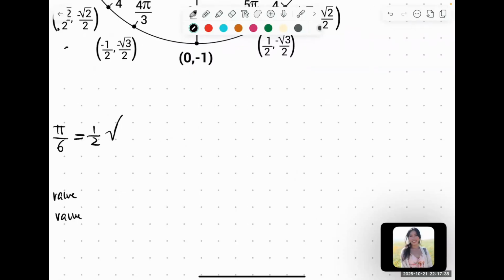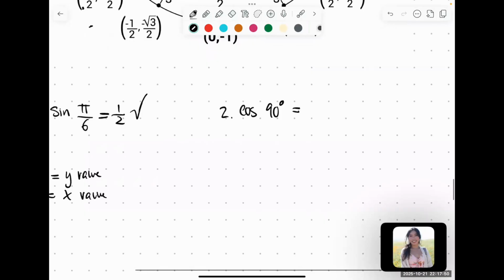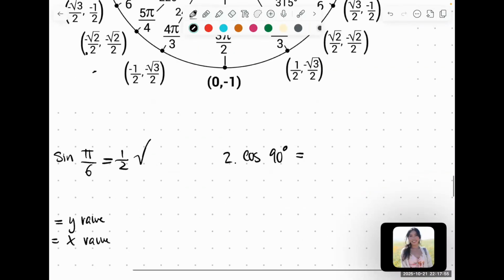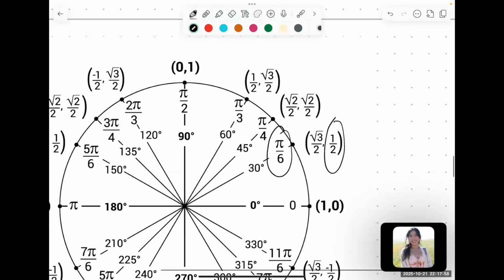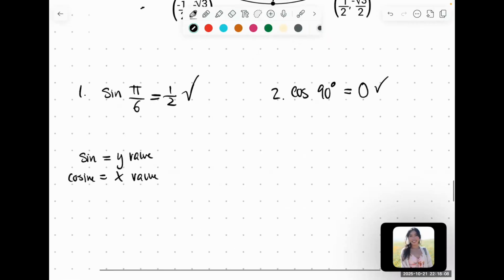Okay, let's do another one just referring to the unit circle. Let's find cosine of 90 degrees. Okay, so we just said that cosine is our x value. So we're looking at an x value at 90 degrees. Well, 90 is up here, and if we look at the x value, it's just 0. So that's what we put. Okay, I feel like we're getting the hang of it.